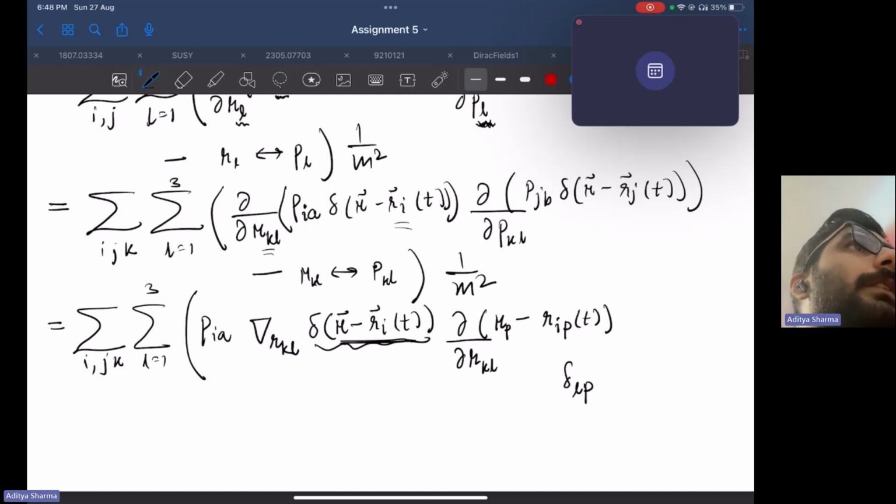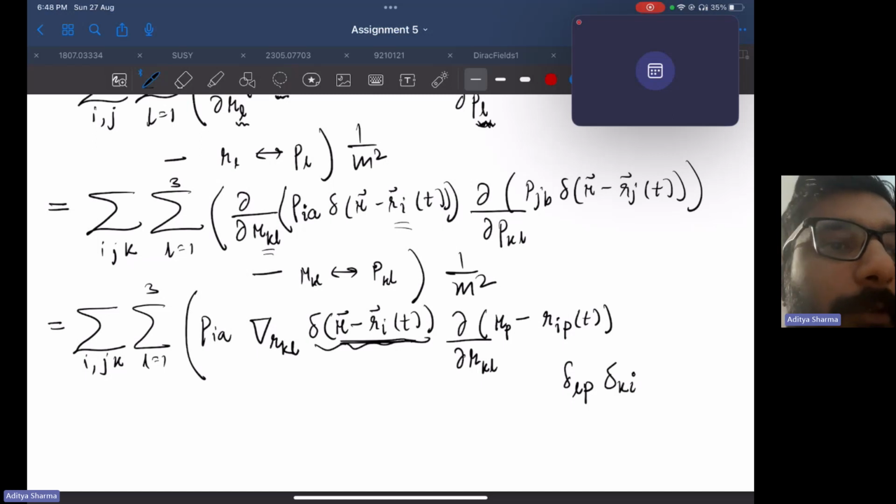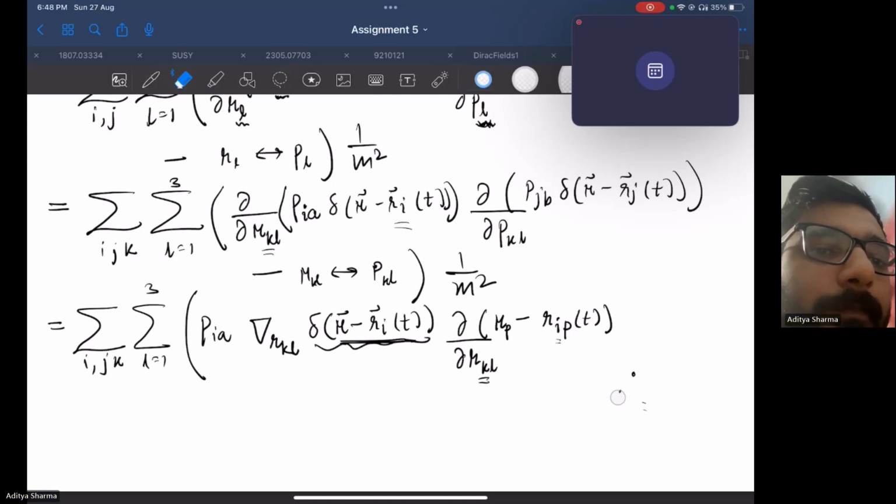Okay. And the reason is because the Dirac delta should be there for L and P, and the Dirac delta also should be there for K and I, because you are doing it for the kth particle here. We're looking at the kth particle. When I is equal to K, then only this will remain, right? So you'll have two Dirac deltas here after you apply the chain rule.